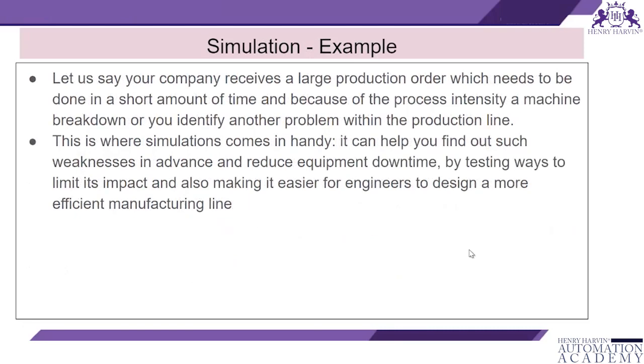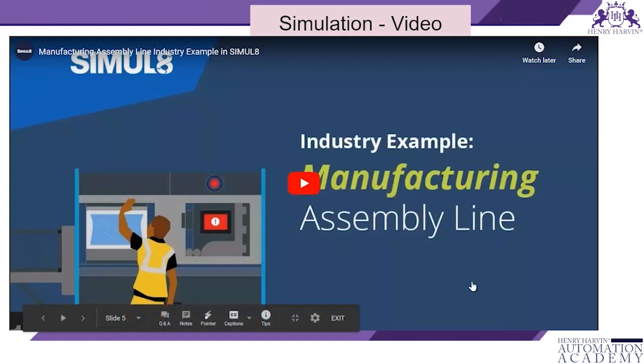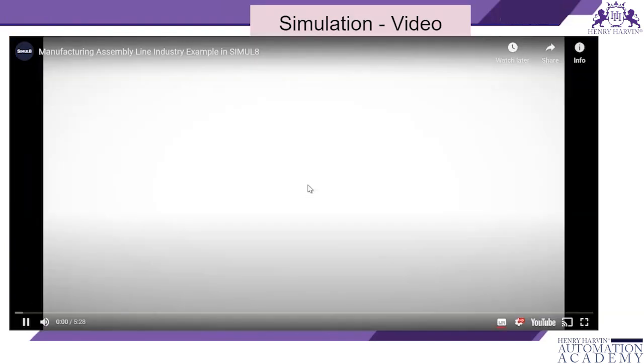An example of a simulation: let us say your company receives a large production order which needs to be done in a short amount of time, and because of the process intensity, a machine breaks down, or you identify another problem within the production line. This is where simulations come in handy. It can help you find out such weaknesses in advance and reduce equipment downtime by testing ways to limit its impact, and also making it easier for engineers to design a more efficient manufacturing line. Let us see through a video presentation what is simulation in an assembly line.